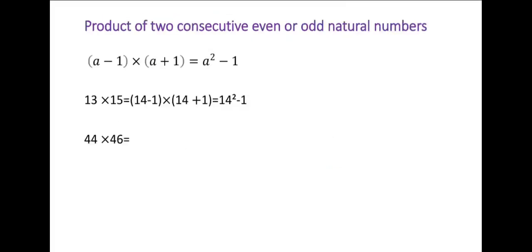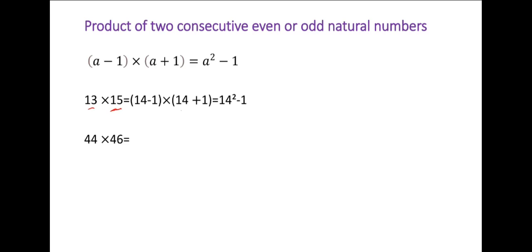a minus 1 into a plus 1 equals a square minus 1. Using this formula, we can find the product of two consecutive even or odd natural numbers. 13 and 15. These are odd numbers. This 13 can be written in the form of 14 minus 1. 15 we can write 14 plus 1. Now it's in the form of a minus 1 into a plus 1.